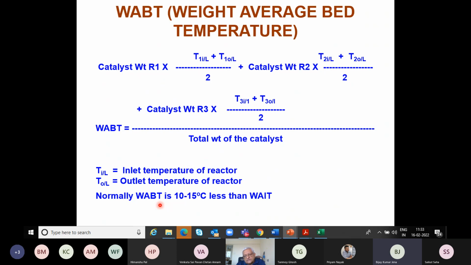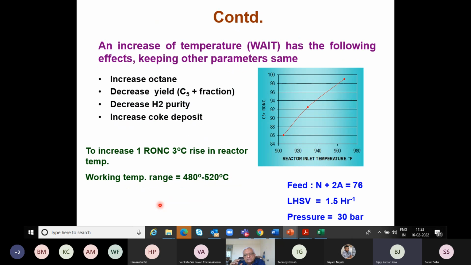Weighted average inlet temperature is more relevant if there is an advanced control system operating on the unit, and that advanced control system tries to maintain a certain weighted average inlet temperature, as given by the operator, by manipulating the furnace duties. So these are the two definitions, but just to give you an idea as to what happens if I increase the weighted average inlet temperature.